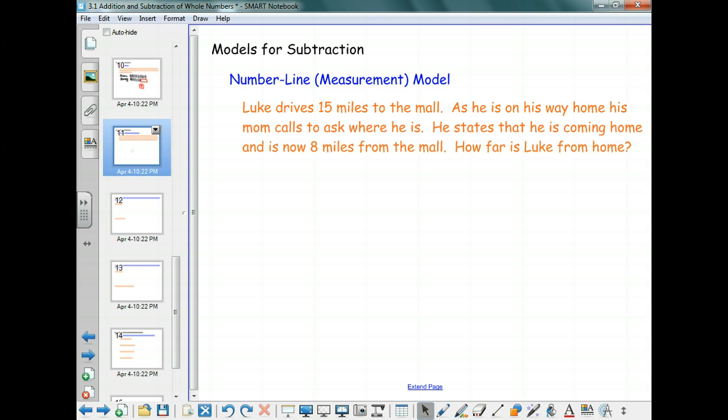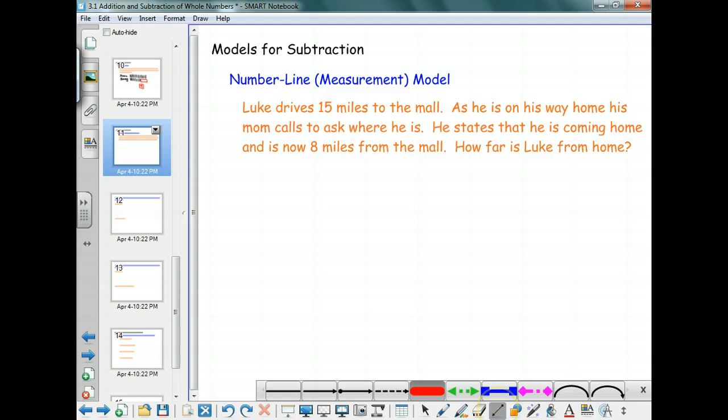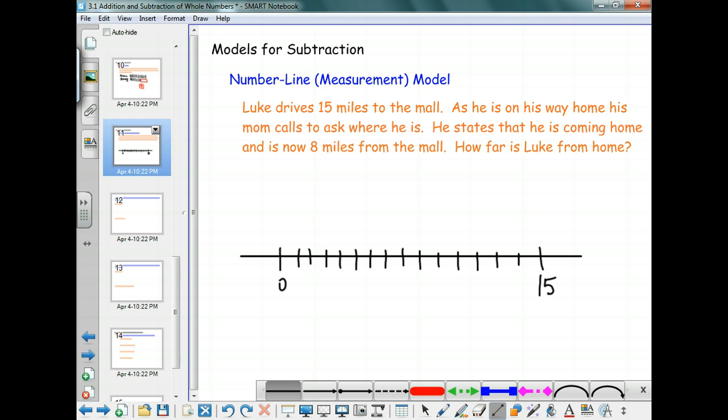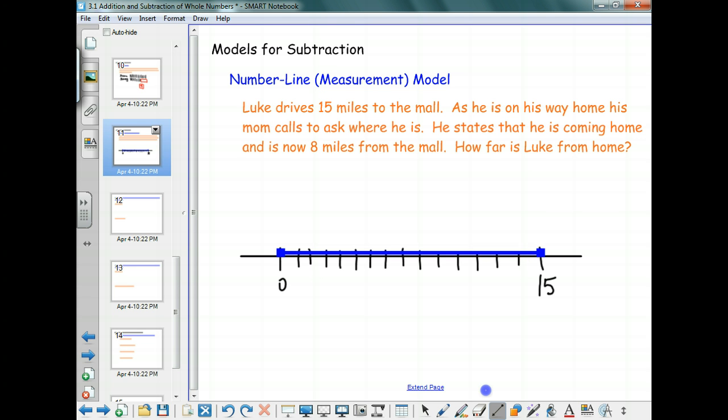So Luke drives 15 miles to the mall. He's on his way home. His mom called to ask where he is. He states he's coming home, and he's now 8 miles from the mall. How far is Luke from home? So we're going to draw a model, a line. And our line, the full distance is going to be how far? 15, because that's how far away the mall is. So here's 0, and I'm going to mark out until I get to 15. All right, so the full distance that Luke has gone is, we'll use some different ones. He's gone right here, right? From here to the mall, 15 miles, that's how far.